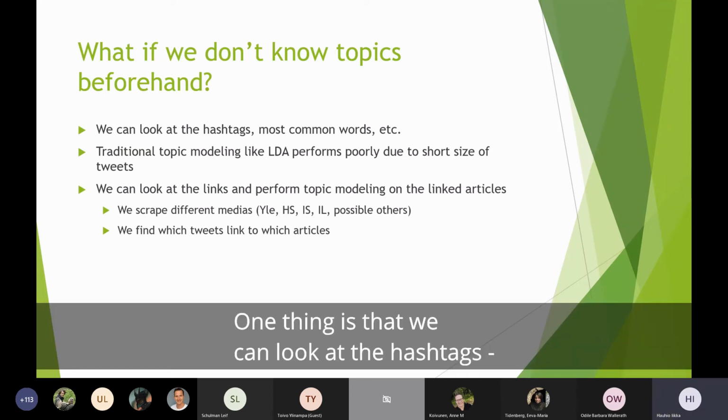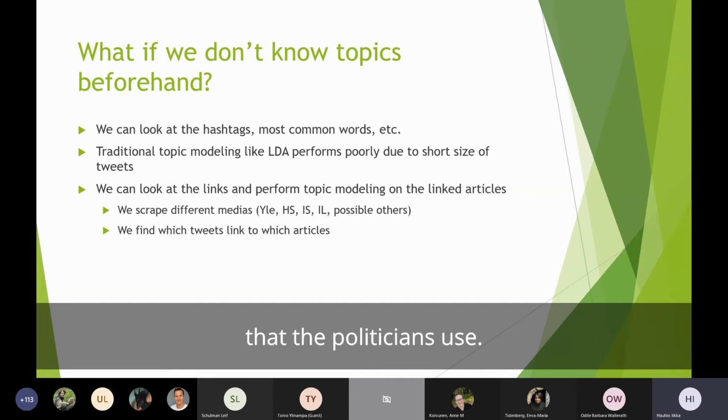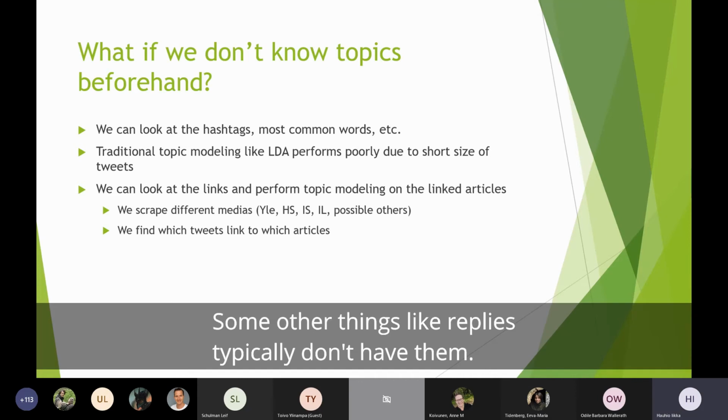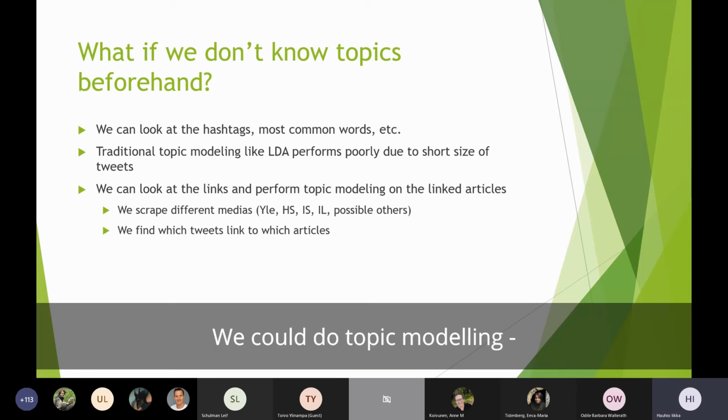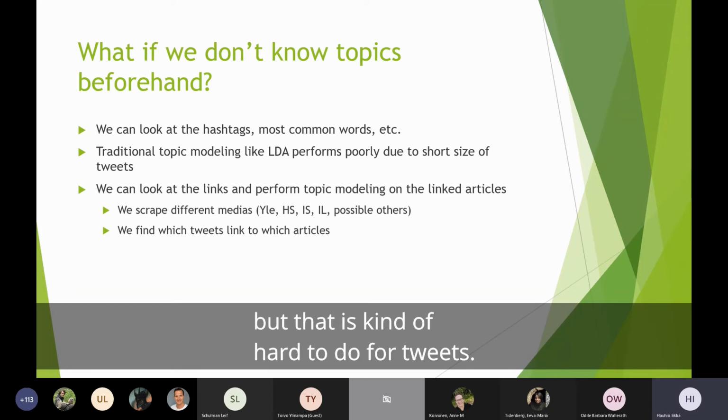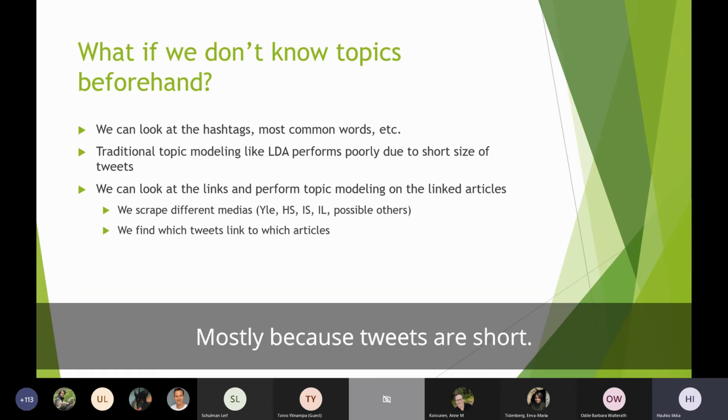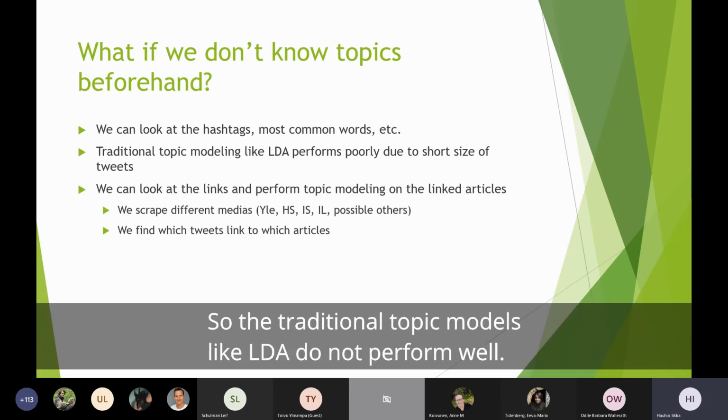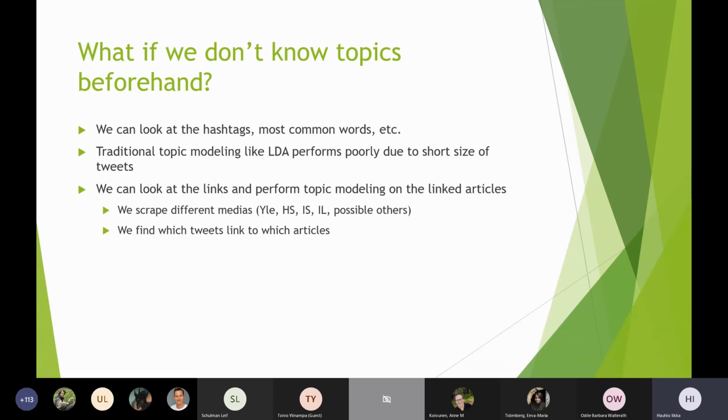One thing is that we can look at the hashtags that the politicians use. That is an easy way, but not every tweet has hashtags, and they might be biased, in that only one kind of tweets have them, and some other things like the replies typically don't have them. We could do topic modeling, but that is hard to do for tweets, mostly because tweets are short. So the traditional topic models like LDA do not perform well.